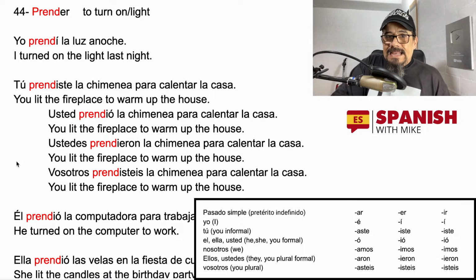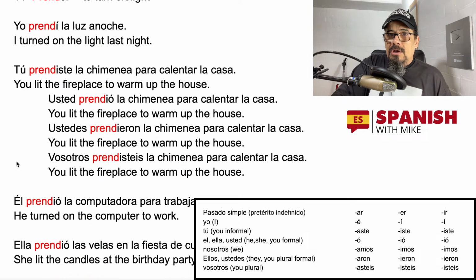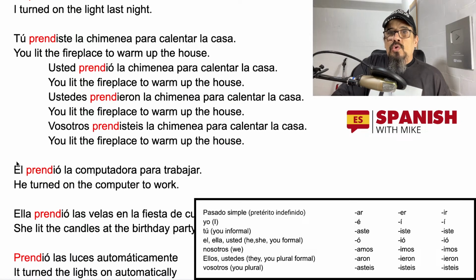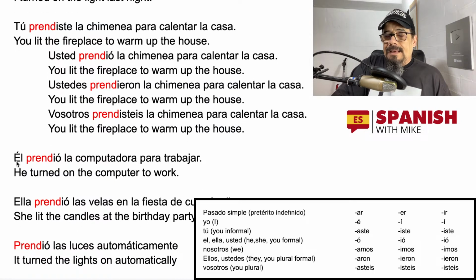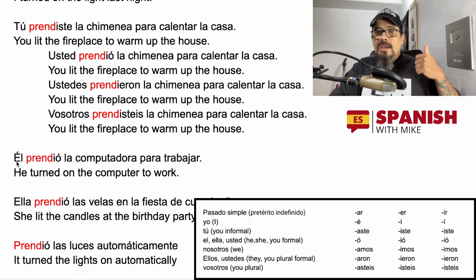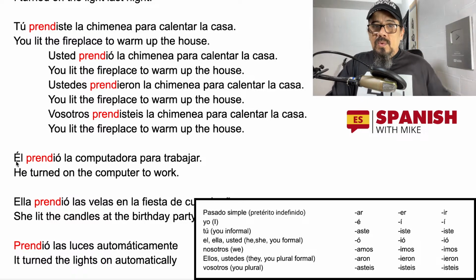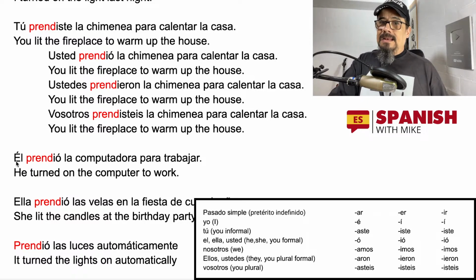Yo prendí la luz anoche. I turned on the light last night. Tú prendiste la chimenea para calentar la casa. You lit the fireplace to warm up the house. Singular, informal, close relationships. Usted prendió la chimenea para calentar la casa. Singular, formal.